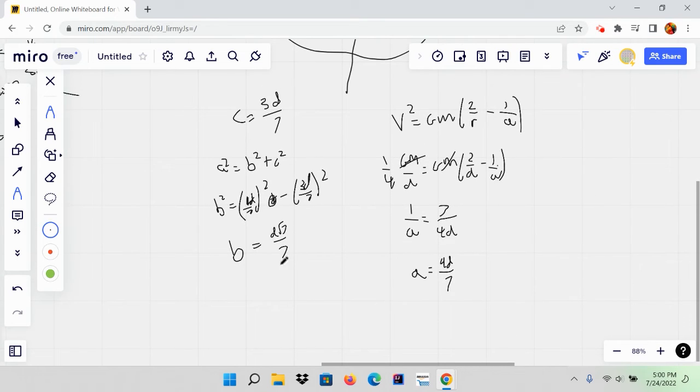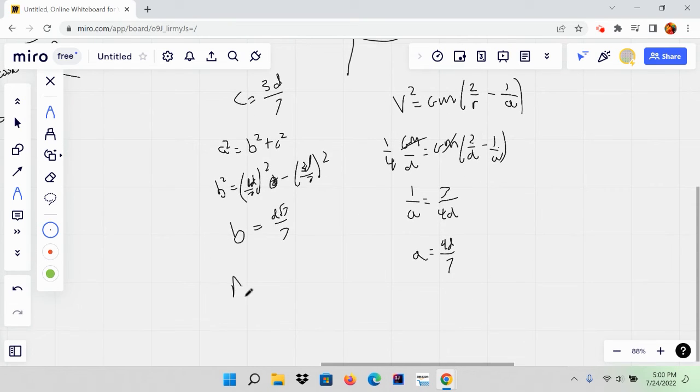And finally, to find the area of the ellipse, we can use the formula: the area of an ellipse is equal to pi times the semi-major axis times the semi-minor axis, which is just going to be equal to, well, a is equal to 4d over 7, b is equal to d root 7 over 7. So your area is going to be 4 pi d squared root 7 over 49.